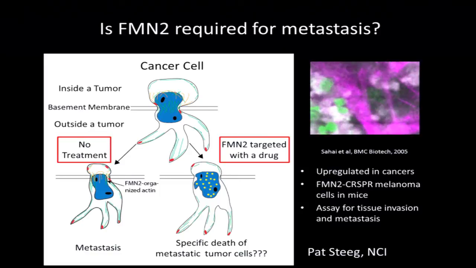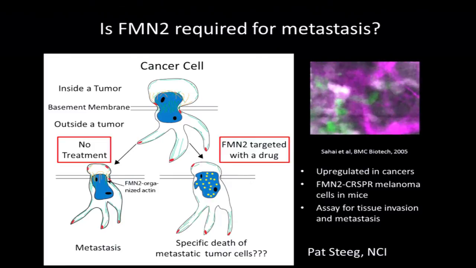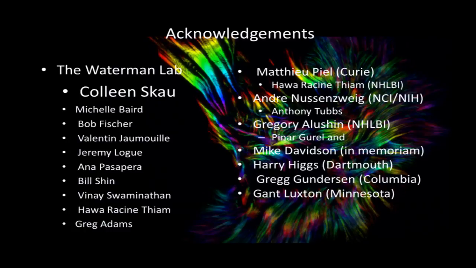We're working with Pat Stieg, who's a big breast cancer metastasis investigator at the NCI. We're making CRISPR'd breast cancer and melanoma cell lines where we get rid of the FMN2 and or add back the actin polymerization mutant and assaying for tissue invasion and metastasis. So this project has really taken me places where I've never gone before, and it's been really exciting to work with Colleen and Hawa, who really sort of helped us.